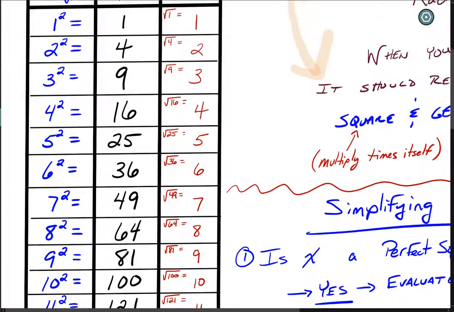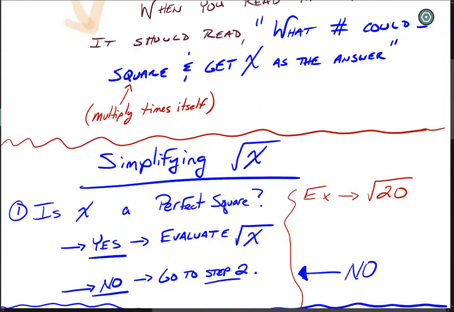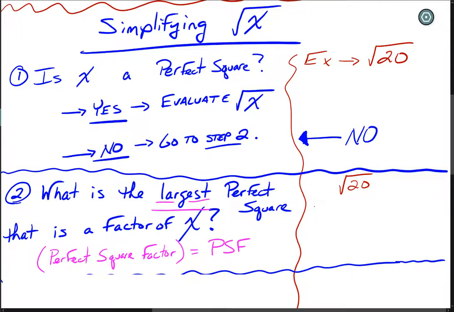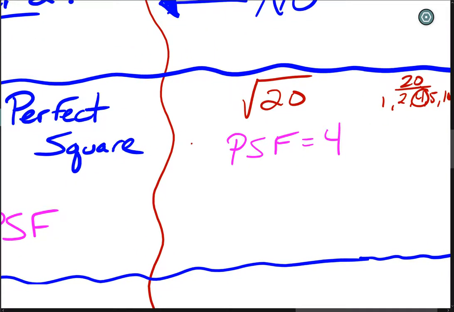So let's look at 20. Obviously, 25 won't go into 20 evenly, will it? Will 16? Will 9? Will 4? 4 will divide into it evenly, won't it? So what's our perfect square factor here? 4. And just so, if we were thinking of the factors of 20, it would be 1, 2, 4, 5, 10, and 20, right? And 4 was the one that worked, wasn't it? So our perfect square factor is 4.